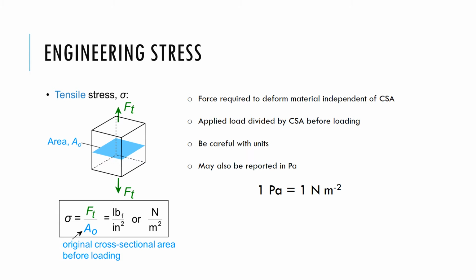The units of engineering stress then, you'll see them in the textbooks, written in various different ways. You can have pounds per square inch. Of course, that's not really what we like to use as scientists and engineers, so we tend to use newtons per meter squared. You also see newtons per meter squared written as pascals, where 1 pascal is 1 newton per meter squared. So be careful with units. You'll quite often see this written as pascals.